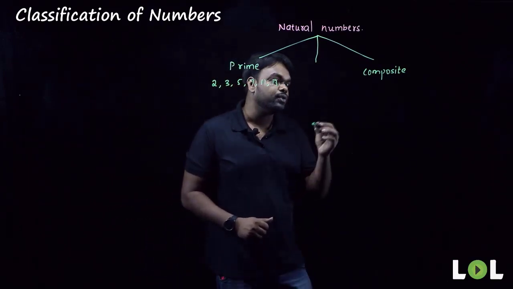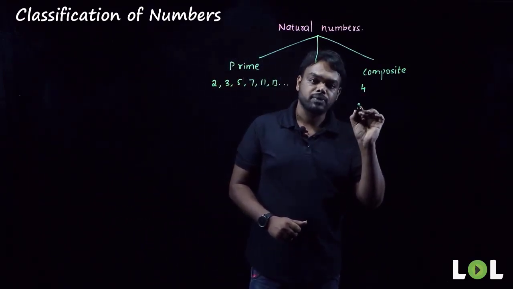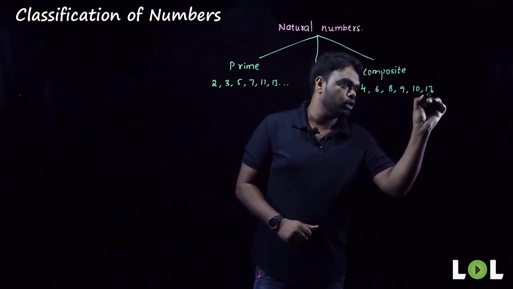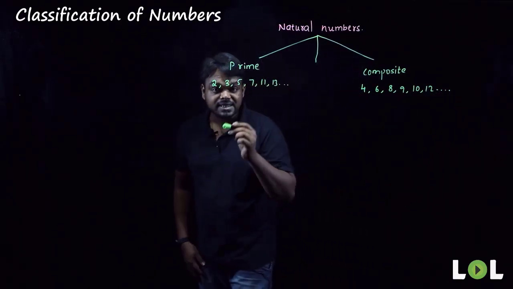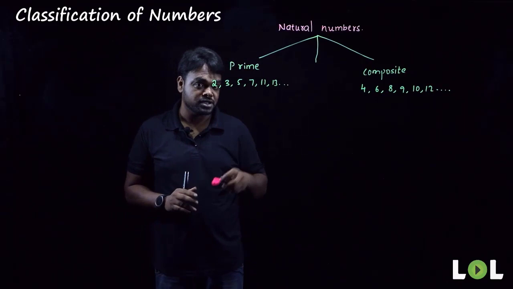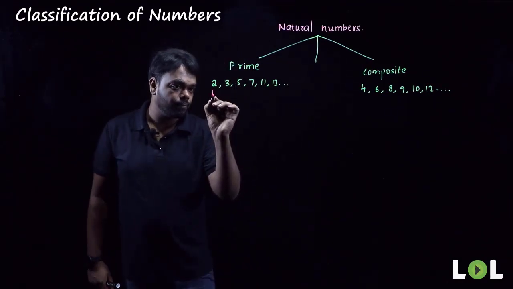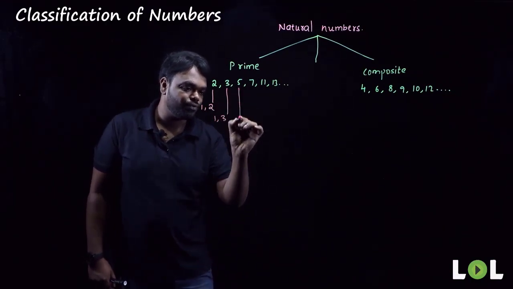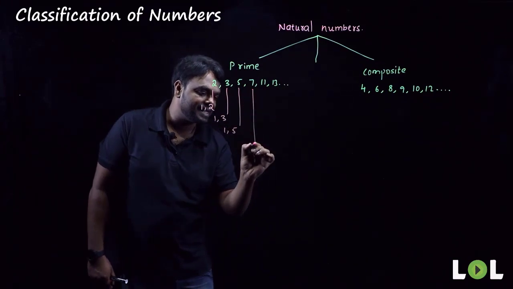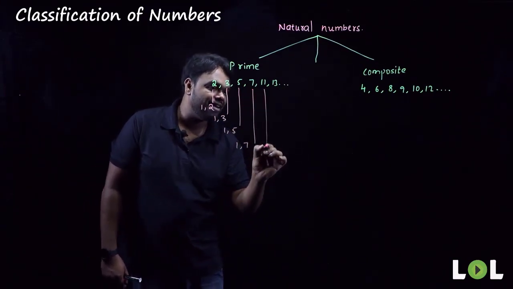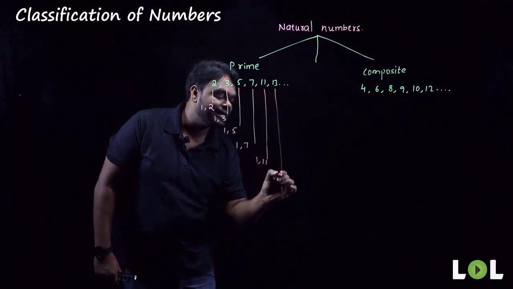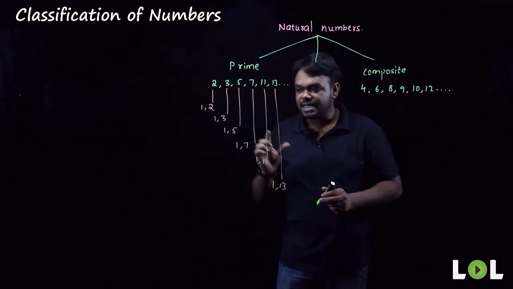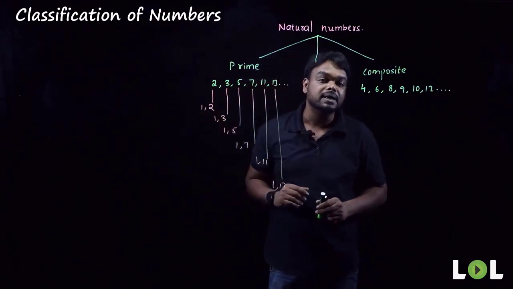Now composite numbers. The first composite number is 4. Apart from that, we have 6, 8, 9, 10, 12, and so on. Now let us see what exactly these prime numbers are and what exactly these composite numbers are. If I write the factors of 2, I'll get 1 and 2. 3: 1 and 3. 5: 1 and 5. 7: 1 and 7. 11: 1 and 11. 13: 1 and 13. So what is happening? Any number which has exactly 2 factors is nothing but a prime number.